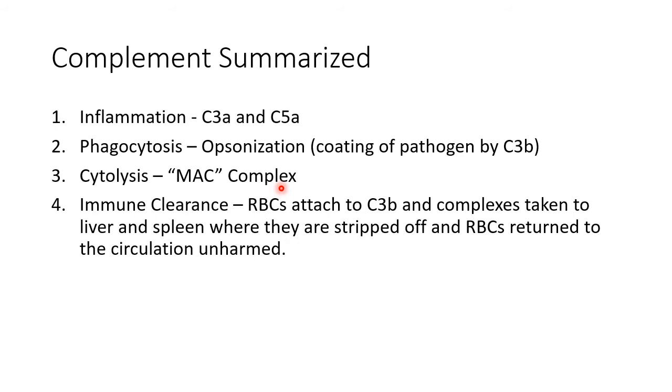The last thing that happens, if there are still too many complexes, is that red blood cells can attach to C3b, and then those complexes are taken to the liver and spleen where they're stripped off and digested, and the red blood cells are returned to the circulation unharmed. So those are the four elements that are involved with the complement pathway, and the severity of the infection will determine how far this progresses.